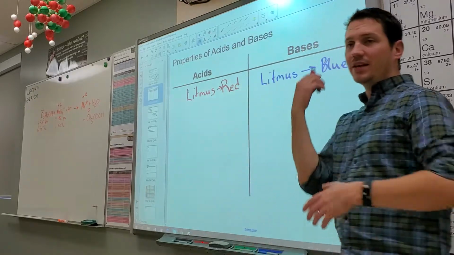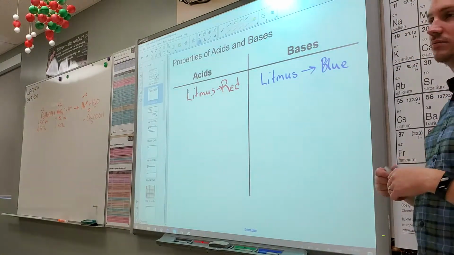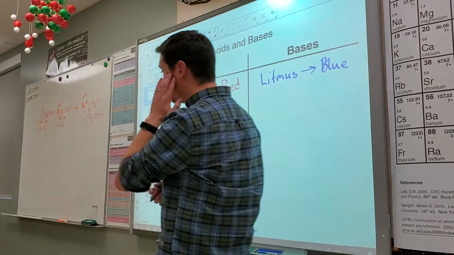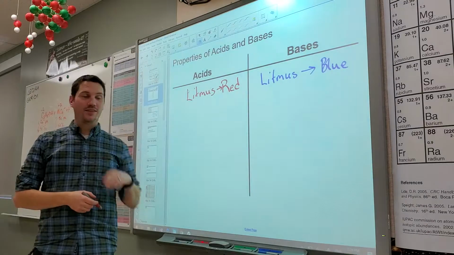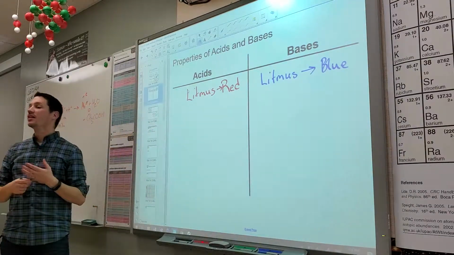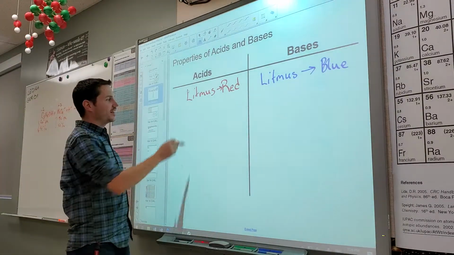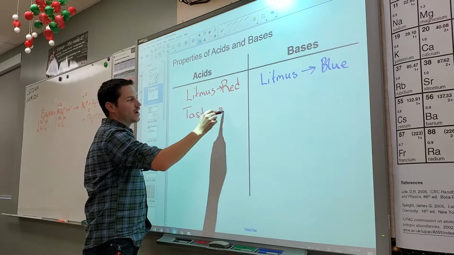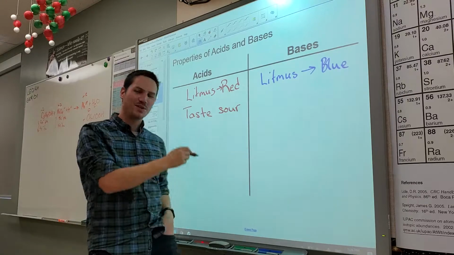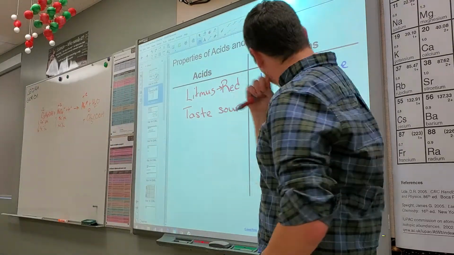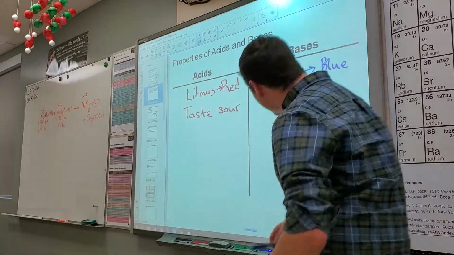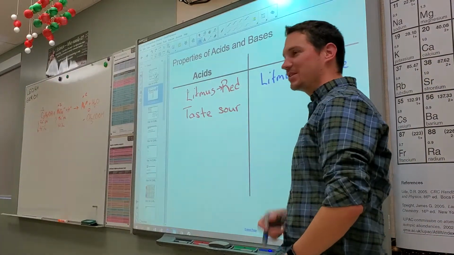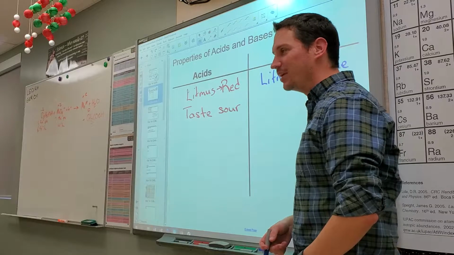Does anybody else know anything about acids at all? Sour or bitter? Which one? Sour. Yeah, acids are sour and bases are bitter. Good. They taste sour. So if acids taste sour, what's the opposite of sour? Bitter. Good. Sweet. Ooh, I was hoping somebody wasn't going to say sweet. Bitter.